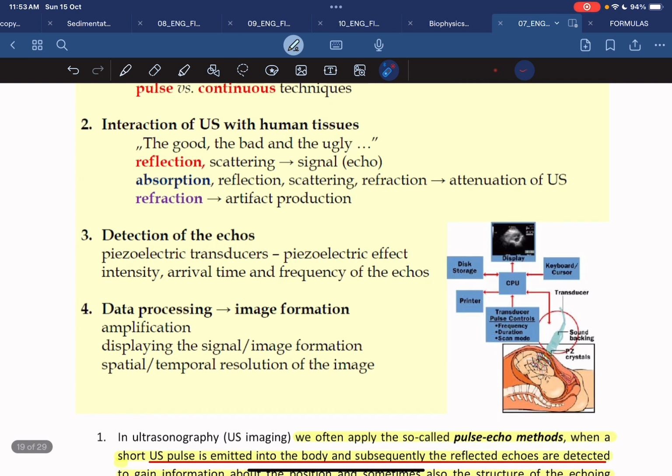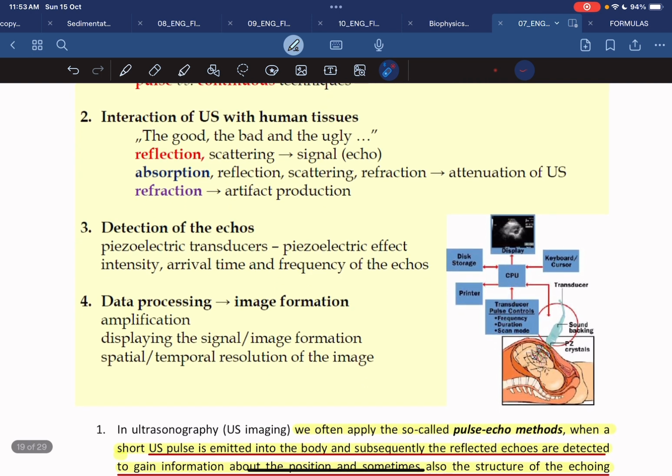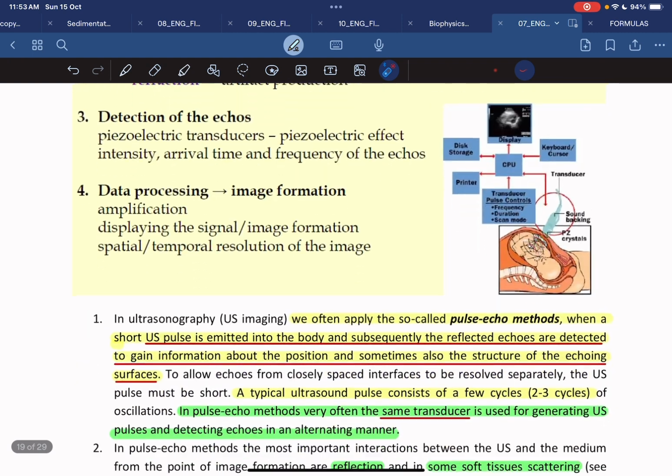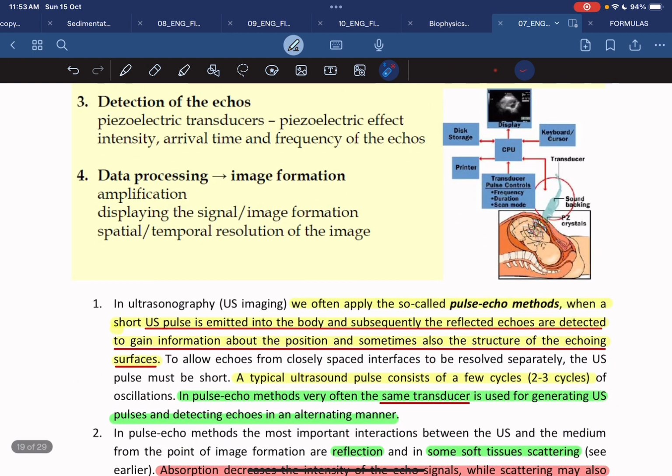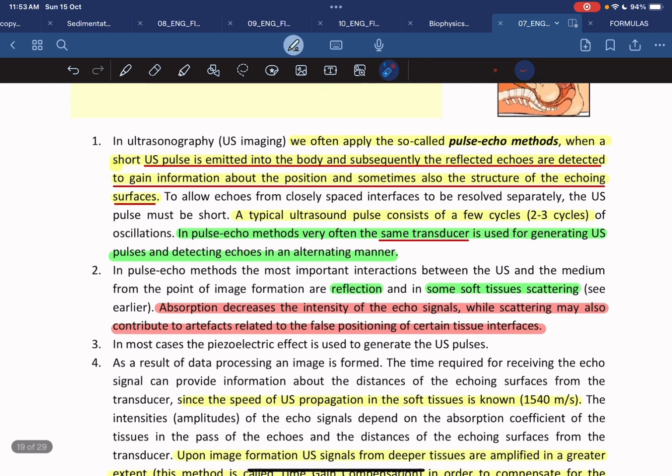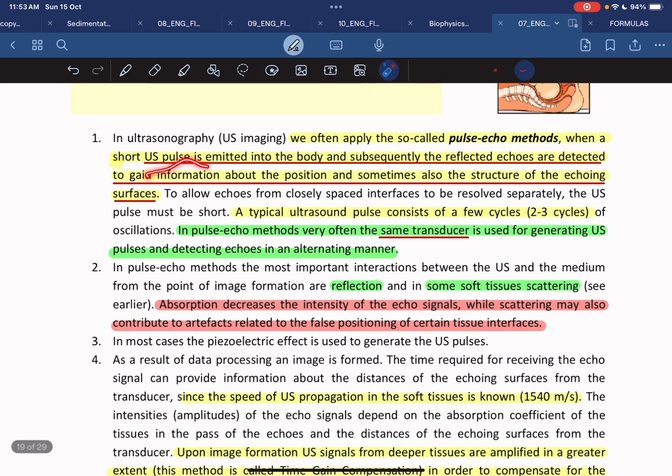Interaction of the ultrasound with the human tissues: the good, the bad, the ugly, whatever. I'm going to do that. Detection of the echoes, this we will do. Now let's look at this. An ultrasound pulse is emitted into the body and subsequently reflected as echoes. This is the pulse echo method. In ultrasonography, which is usually the one we use in medical scenarios, showing the baby on the screen or showing your kidney stones or something like that, we use something called the pulse echo methods, and there are a few pulse echo methods which we will learn.